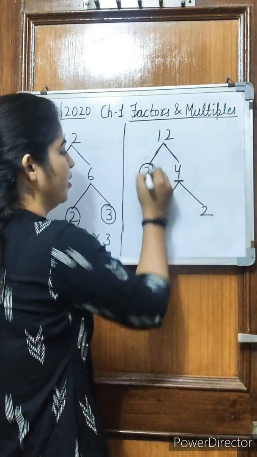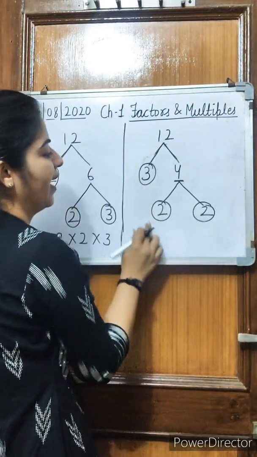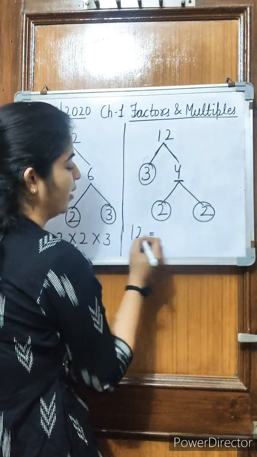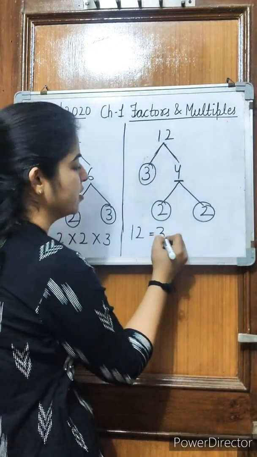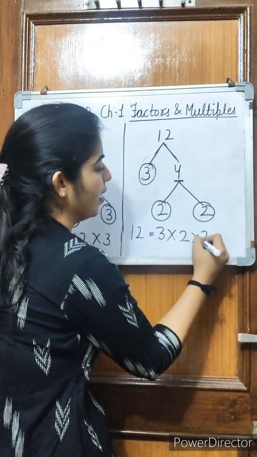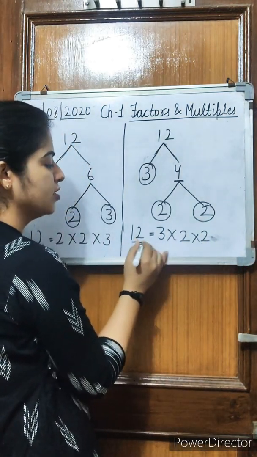So we got 3 here, 2 here, which means at the end of the branches we got 3, 2 and 2. So we will make the product of its prime numbers: 3 multiplied by 2 multiplied by 2. Here we can see 3 2s are 6, 6 2s are, we got 12.